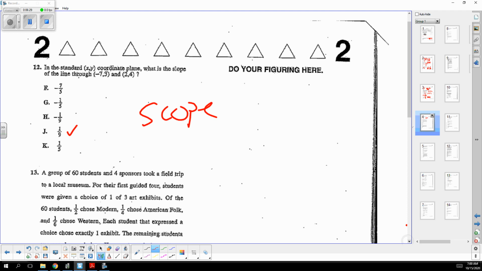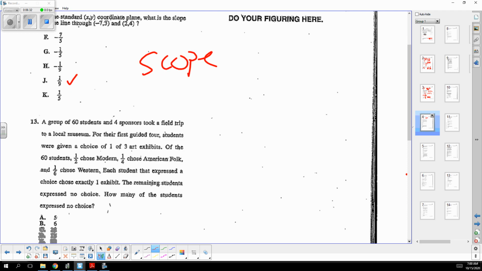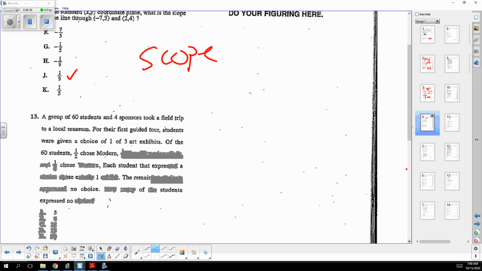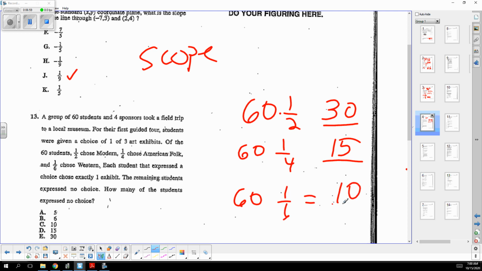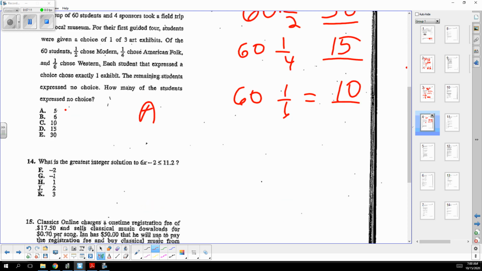This looks like a story. And we're picking what? Our favorite type of movies, our favorite type of exhibits. So there's 60 students. 1/2 of them said modern. 1/4 said folk. And 1/6 said westerns. So that's 10. So how many people is that? 55. So how many people had no choice? A, the leftovers, 60 minus.